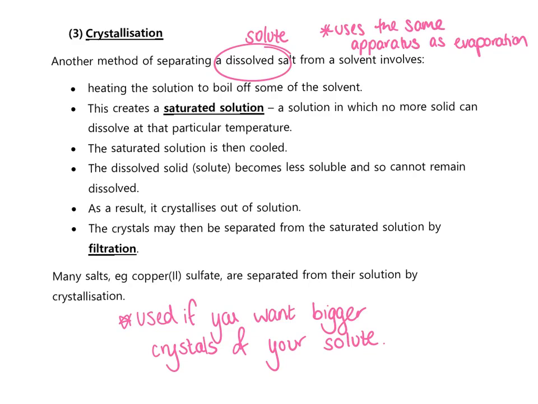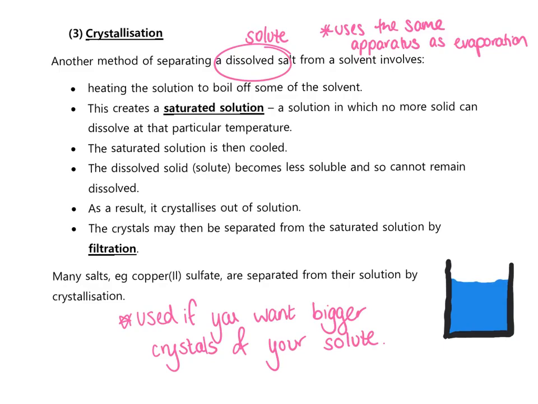So at the point where you had your blue solution of copper sulfate in a beaker, you would have poured this solution into an evaporating basin and heated it gently over a Bunsen burner until your solution was at about half volume. In other words, you had evaporated off about half of the solvent. So that's what crystallization is all about. Essentially, it's a slow version of evaporation.